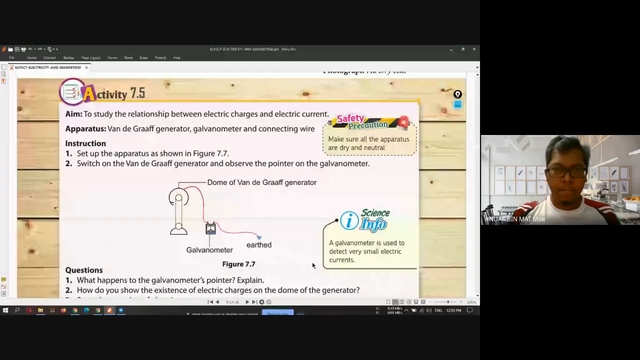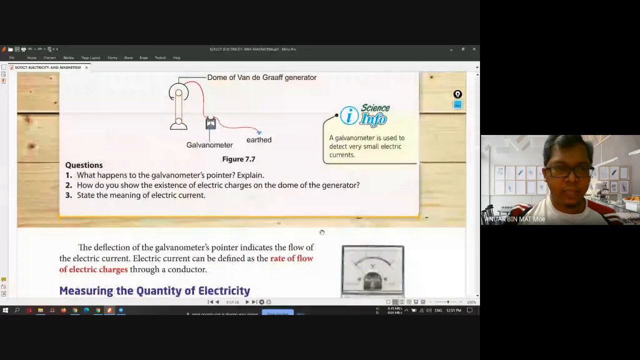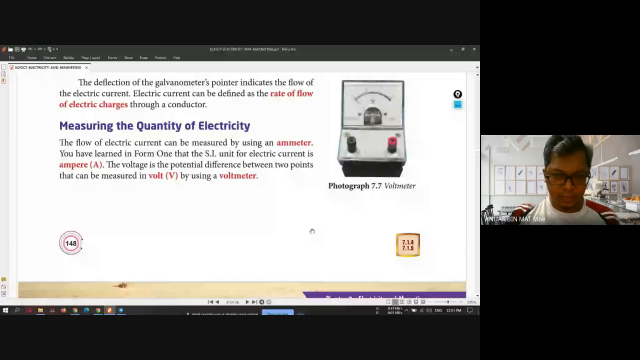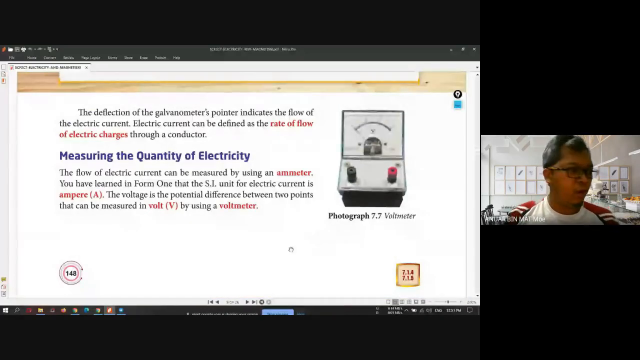So I will just continue. You can also refer to your textbook, page 148. All right, so we already finished the types of energy, right? I just want to give you some revision on this topic. In 7.1, we learned about energy and the SI unit of energy. We learned about the types of energy, the sources of energy, the introduction of energy. And then for chapter 7, specifically, we are learning about one type of energy, that is electrical energy.